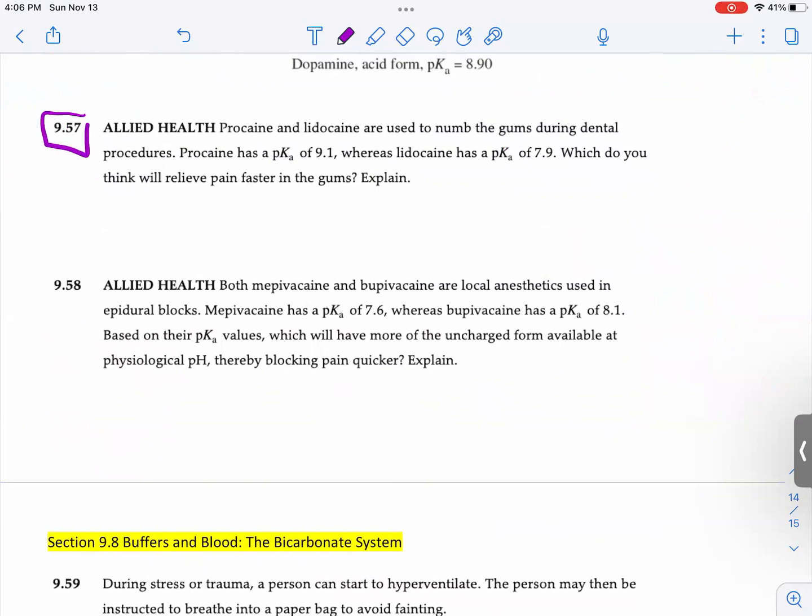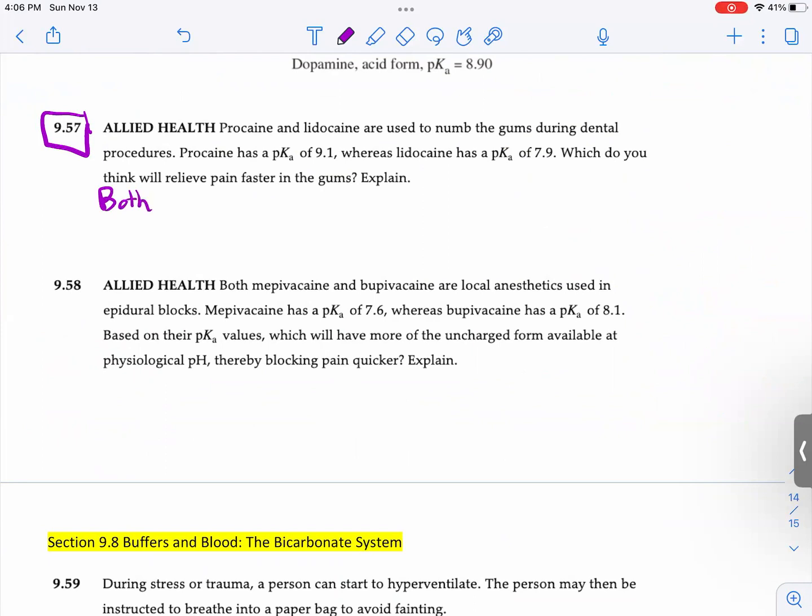9.57. Procaine and lidocaine are used to numb the gums during dental procedures. Procaine has a pKa of 9.1, whereas lidocaine has a pKa of 7.9. Which do you think will relieve pain faster in the gums? Explain. So pause it and think for a minute.